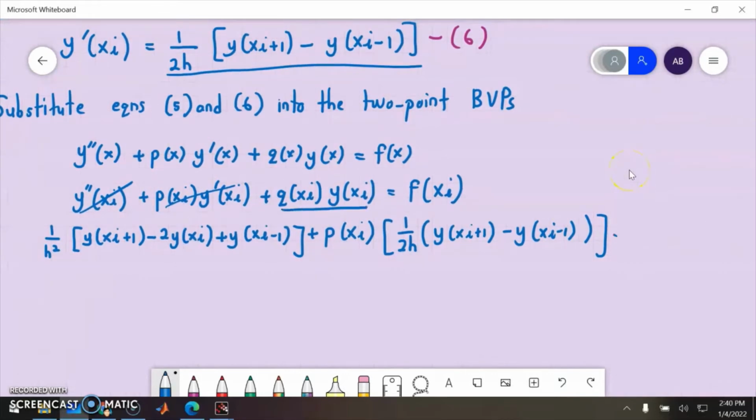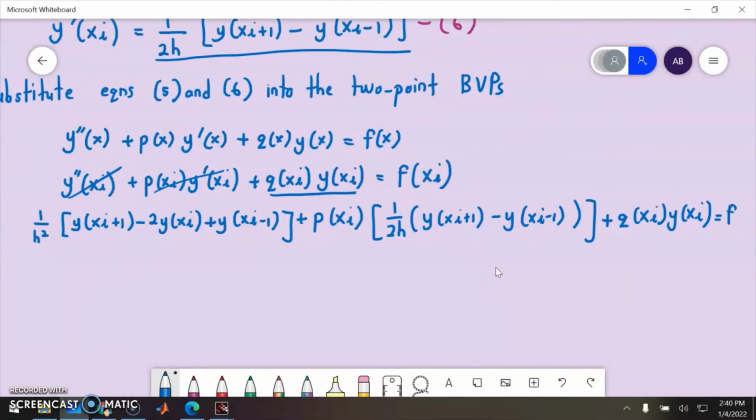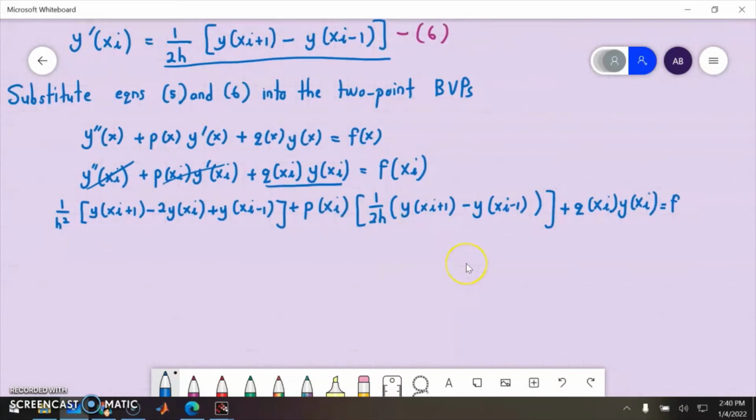Now we're going to look at the right-hand term here. Nothing changes, just the same: y of x_i equals f of x_i. Make it slightly smaller so we have enough room to write this term. Now, the term x_i seems not nice to write, so for simplicity, let me rewrite it.